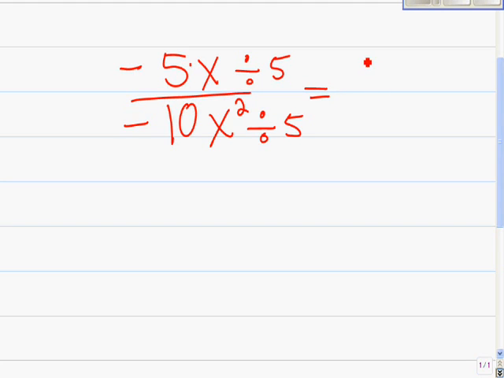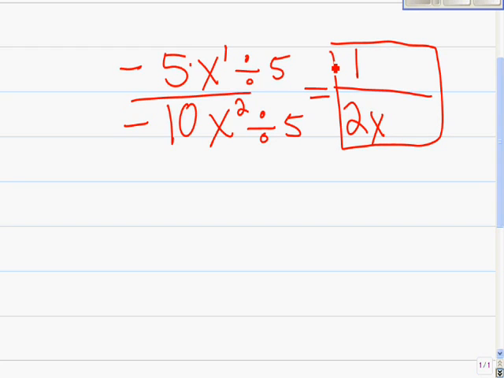Five divided by 5 is 1. And 10 divided by 5 is 2. The way I figure out my answer is I ask myself, well, what times 5 gives me 10? 2. Okay, that's my number. And since my signs are the same, my answer is going to be positive. Now I'm going to do the variables. Well, this is x to the first, and this is x squared. I'm going to subtract these, and the x is going to stay in the denominator because the larger exponent is in the denominator. And this is going to be my answer.